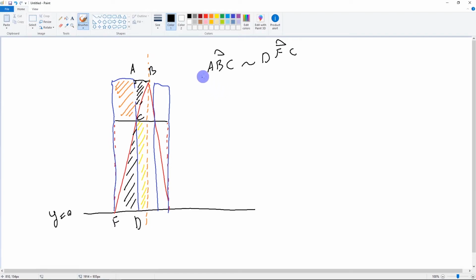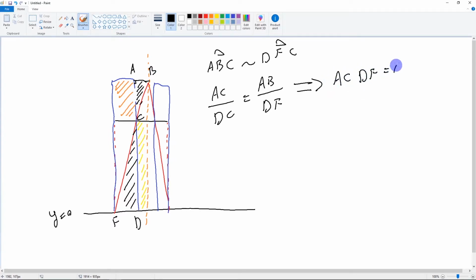If they are similar, we can write the ratios. Basically, the ratio of AC to DC is equal to the ratio of AB to DF. And we can do the multiplication. So what we conclude is that AC times DF is equal to AB times DC. Now, what is AC times DF? Let us look at here. So this is AC, and DF is basically this part. So AC multiplied by DF is the orange area.